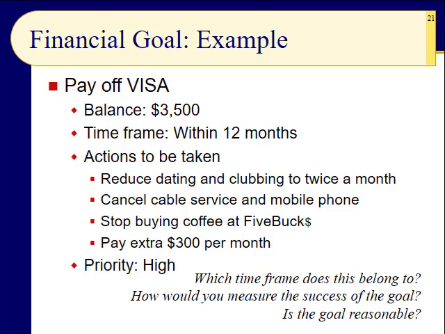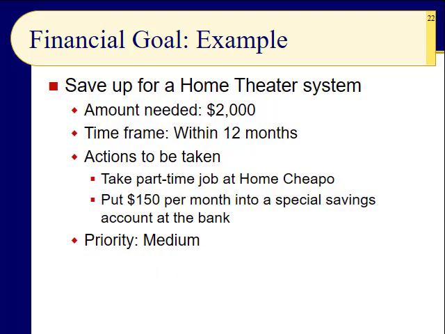Stick with us. Slide number 22. A second example. Save up for a home theater system. Amount needed $2,000. Is that sufficient? Well, electronics have really come down in price, so sure, you're not going to get top of the line, but you should get something decent for $2,000. Time frame, 12 months. So again, short term, intermediate term, short term. Actions to be taken. Take a part-time job at Home Depot, and put $150 per month into a special savings account at the bank.